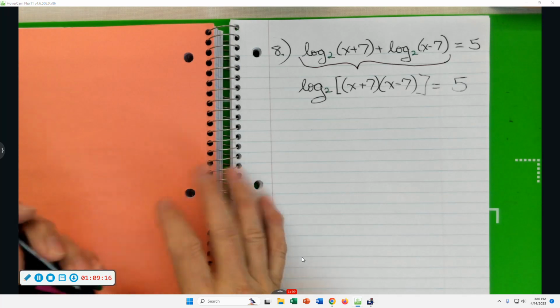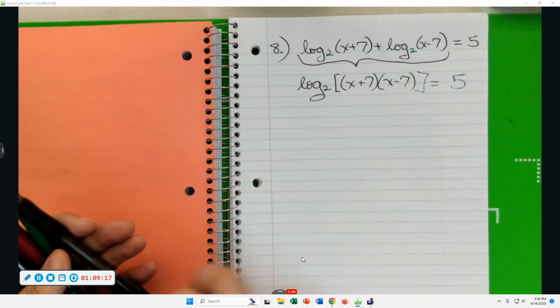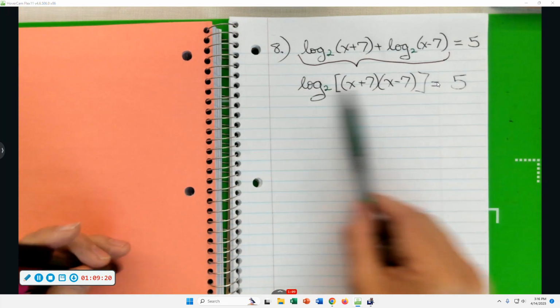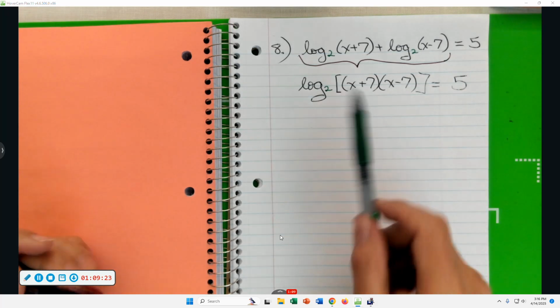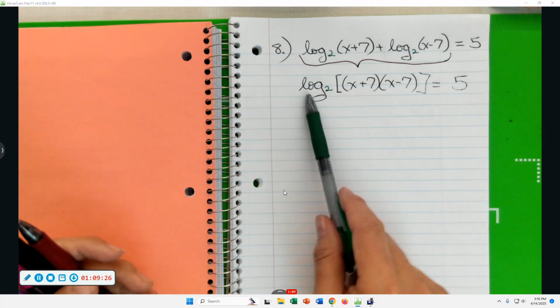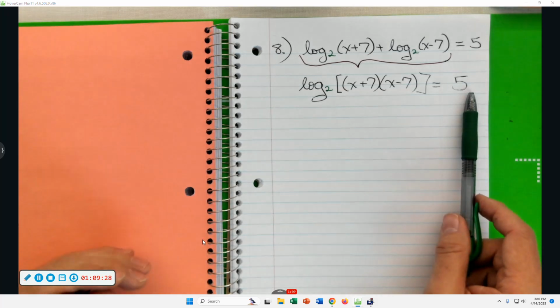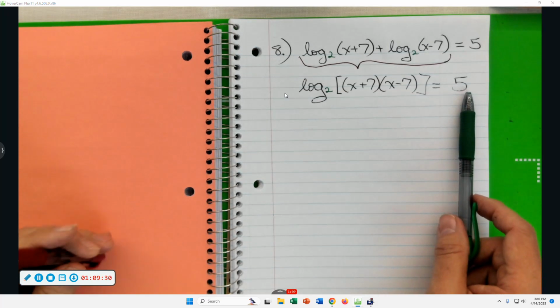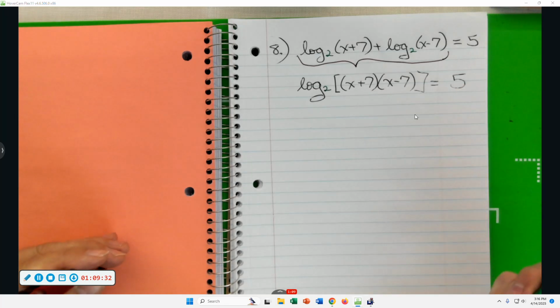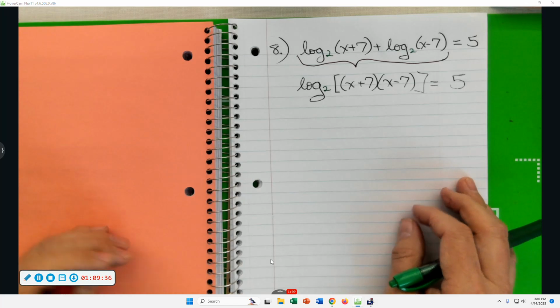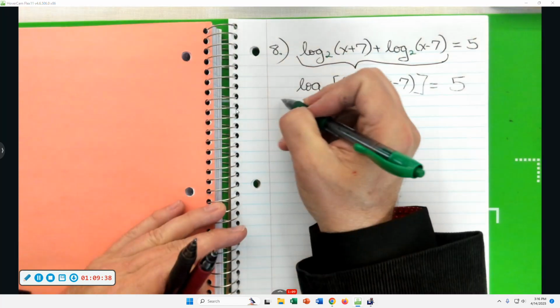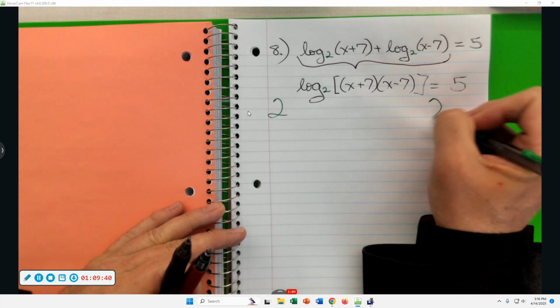And now I think we have the desired form. We have a single logarithm equals a number. You don't have log plus log or log minus log. So all of this stuff that I have written here is about to become an exponent. What will I use as the base? 2. Okay, I agree. 2 and 2.